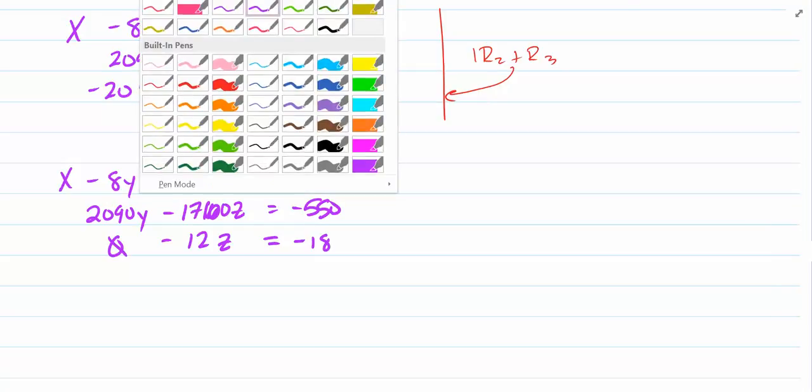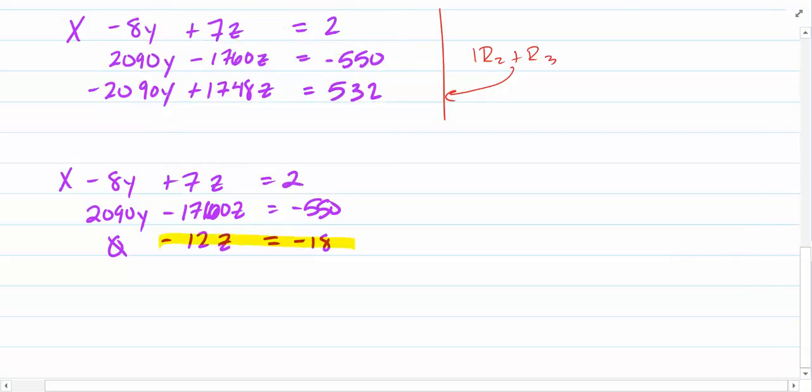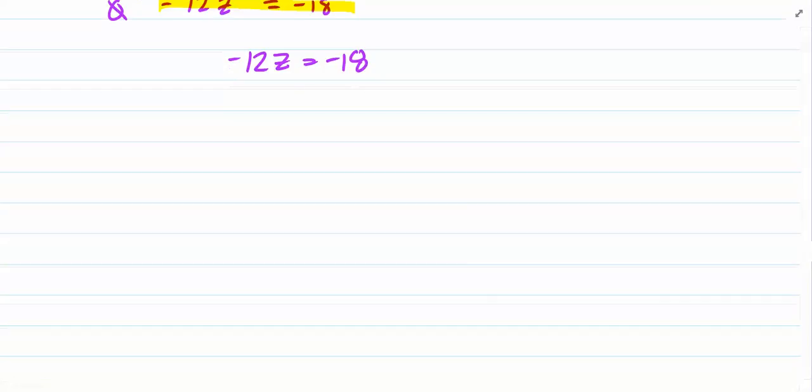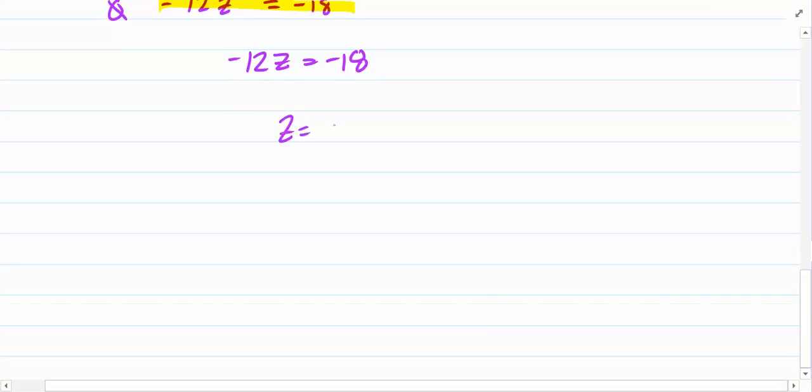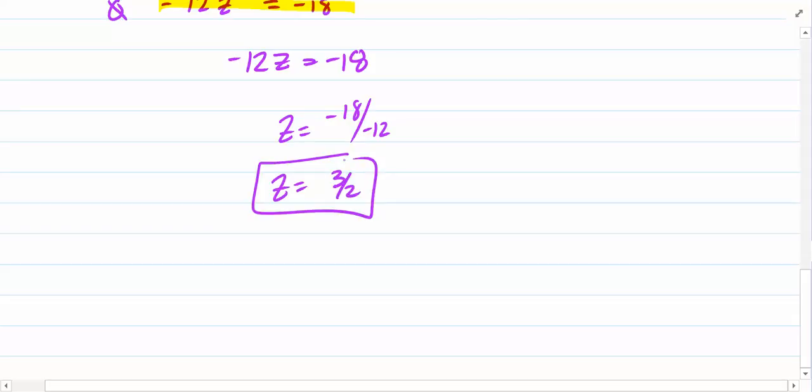Yeah, check it out, right? I can see there that negative 12z must be negative 18. Ooh, that's good news, right? Negative 12z must equal negative 18. That's what that line of algebra says, right? So therefore, z must be negative 18 divided by negative 12, or 3/2. So z has to be 3/2.